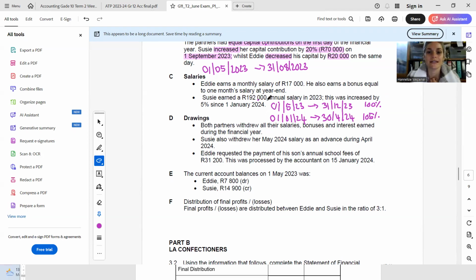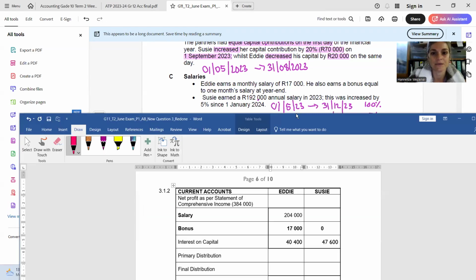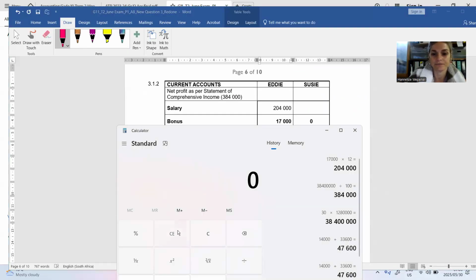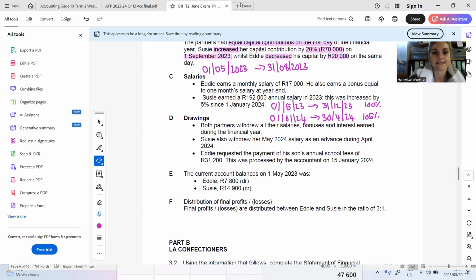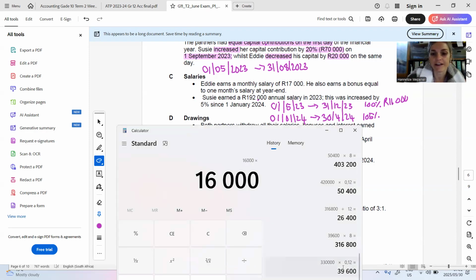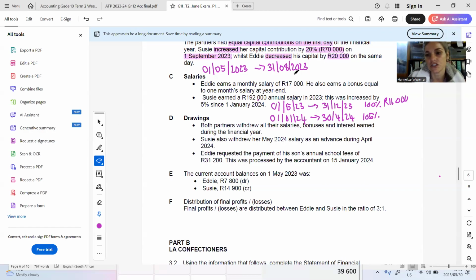Okay, so up until the financial year end of April 2024, she no longer earned 100% of the earnings. She earned 5% more, so 105. So I prefer calculating the monthly salary first and then working from there. So her monthly salary was 192 divided by 12. So she earned 16,000 Rand per month. And that then increased by 5%, so multiplied by 105 divided by 100. So then she earned 16,800 for the remainder of the year.